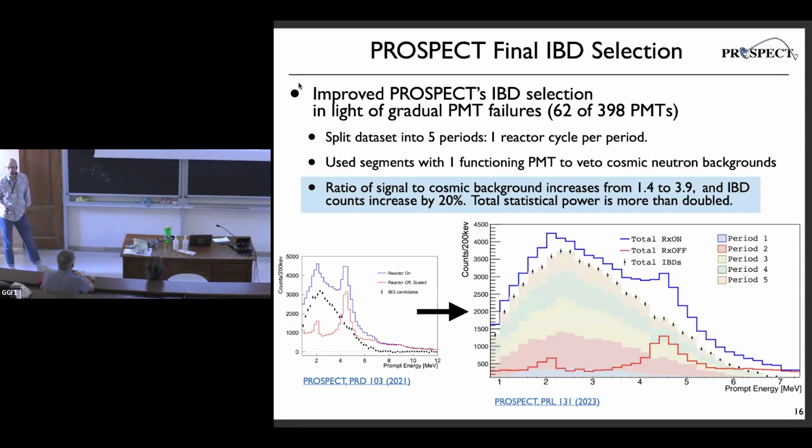What has improved in our analysis is that we're using the same data set, a half year of reactor data taking cycles and about the same amount of reactor-off data, but we increased the background rejection beyond our previous analysis. So here's the 2021 analysis. This shows you in black the reactor neutrino sequence.